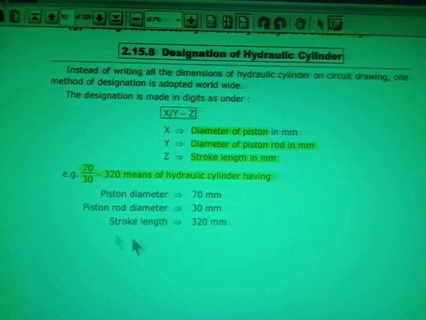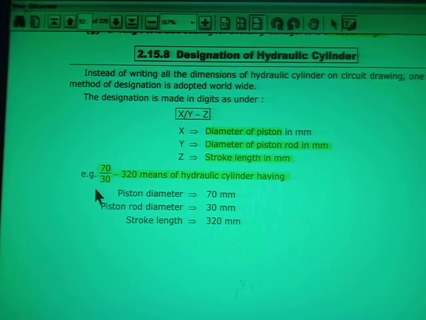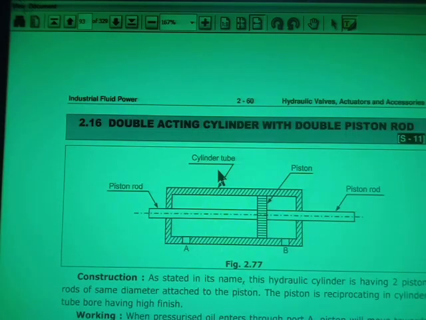So what is the meaning of this hydraulic cylinder? It is a hydraulic cylinder having 70 mm piston diameter, 30 mm rod diameter, and 320 mm stroke length. The stroke length of this cylinder is 320 mm. Suppose I get 80 by 40 dash 200. It means 80 is the diameter of piston, 40 is the diameter of rod end, and 200 is the stroke length of that piston. So like this, hydraulic cylinders are designated by 3 parameters: diameter of piston, rod, and stroke length in mm. Alright.